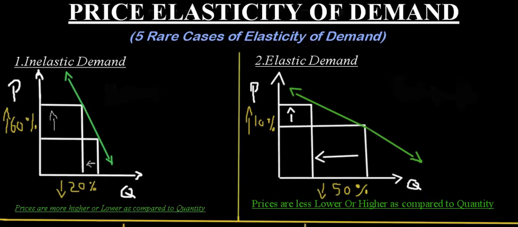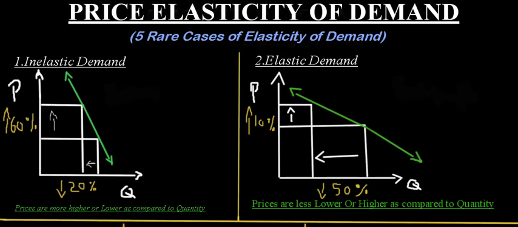There are 5 main cases of price elasticity of demand. I will explain them one by one briefly. In this first example, I'm going to talk about inelastic demand. Inelastic demand is when the prices of any good or commodity are relatively higher or lower as compared to quantity.